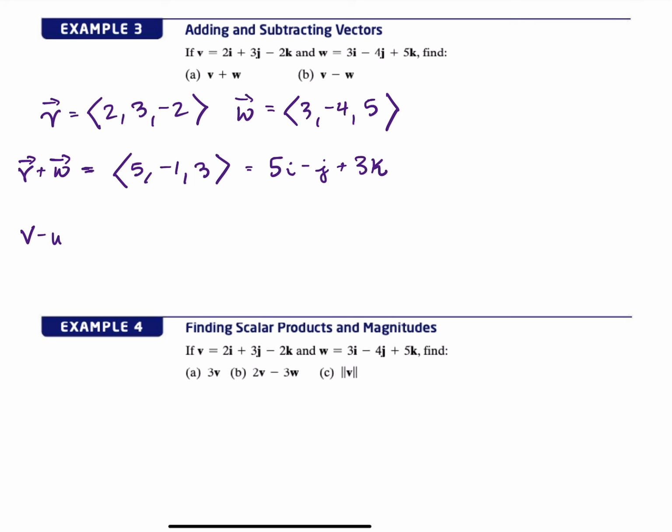And then v minus w, that would be 2 minus 3, or negative 1. 3 minus negative 4, so 3 plus 4 is 7. And then negative 2 minus 5 is negative 7. So negative 1i plus 7j minus 7k.